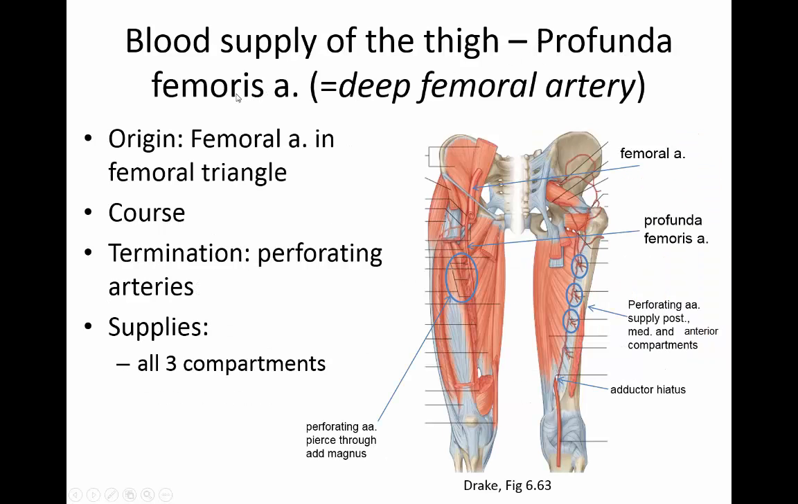Finally, the profunda femoris artery. That's our deep femoral artery. So the origin is the femoral artery in the femoral triangle. So the abdominal aorta has split into the left and right common iliac. The common iliac has split into the internal and external iliac arteries. The external iliac artery passes deep to the inguinal ligament where it becomes the femoral artery. Now, in the femoral triangle, just distal to the inguinal ligament, the femoral artery gives off a branch called the profunda femoris. It gives off all these perforating branches which supply all 3 compartments.